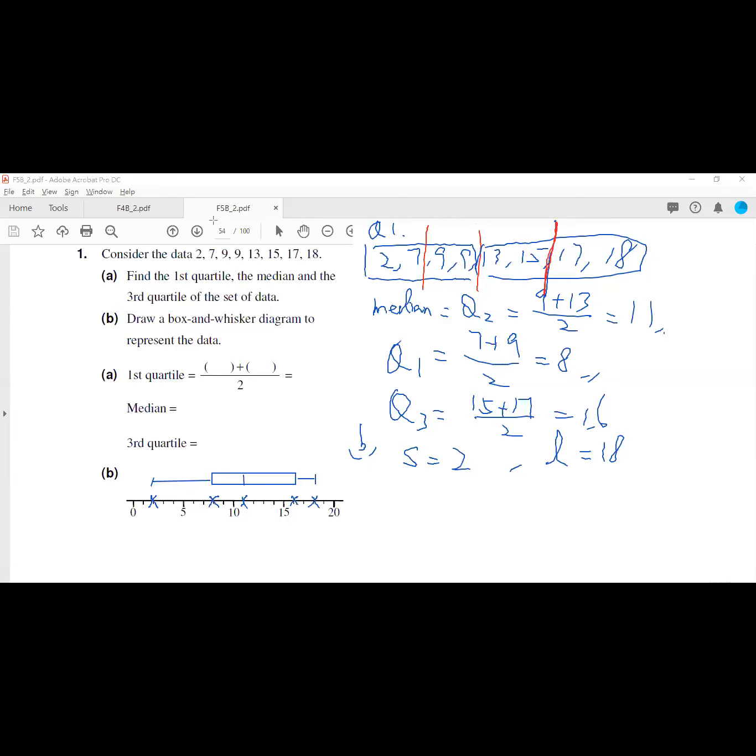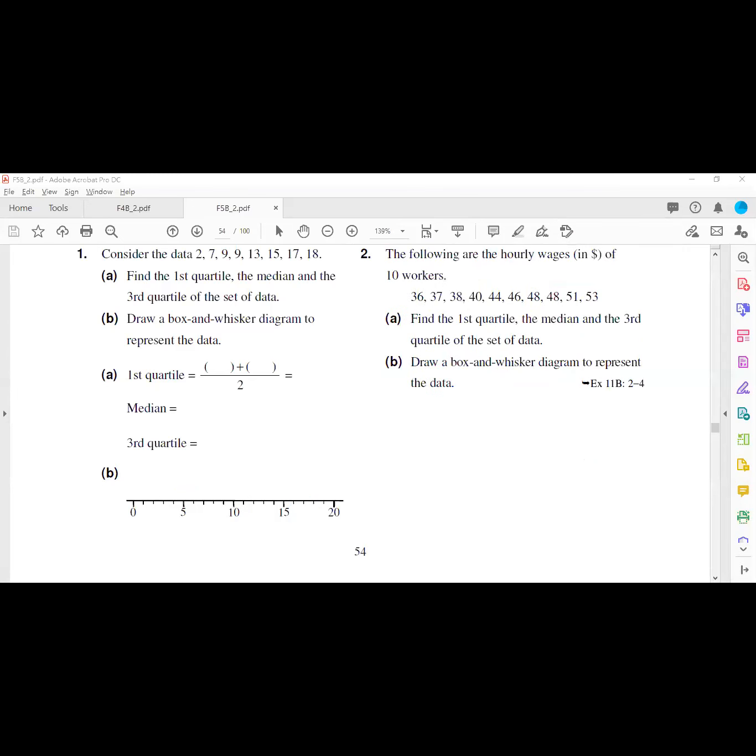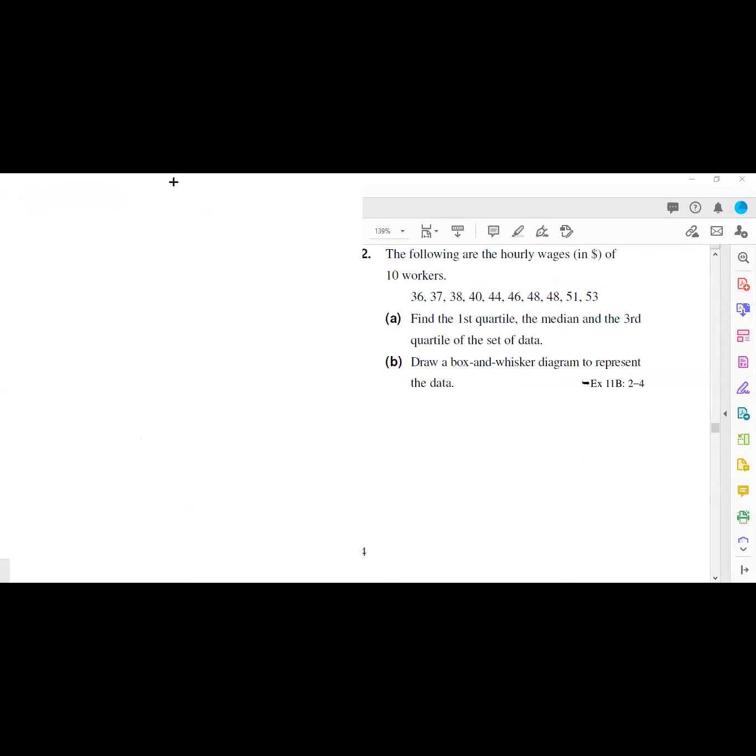好，基本上就係咁樣噶啦，呢度得唔得？咁我好快講埋第二條啊。Number 2. 先 check 睇下係咪排好次序先。Yes, it is already arranged in ascending order. OK，咁我唔抄一次啦。Part A. Find the first quartile, the median, and the third quartile. 1, 2, 3, 4, 5. There are 10 data.